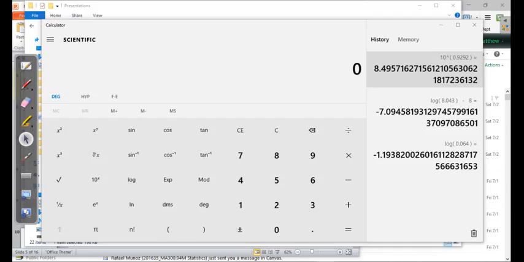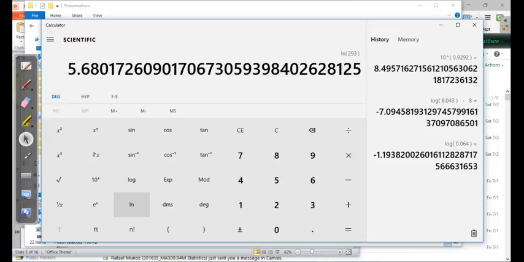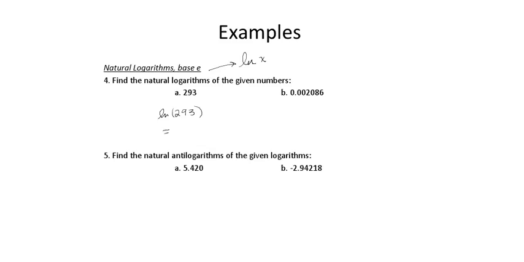So I'm going to take 293, and I expanded out my Windows calculator for this one. You see the button ln right here. That's the one we're going to use. So we're going to take the natural log of that. We're going to get 5.6802. So that's what we're going to write in here. Remember, this is always an approximation, but I carry it out a number of digits.